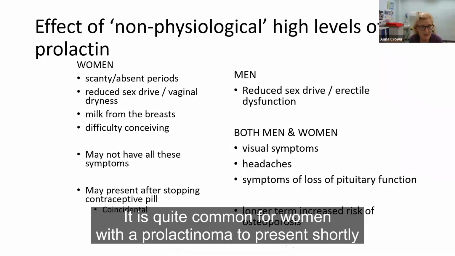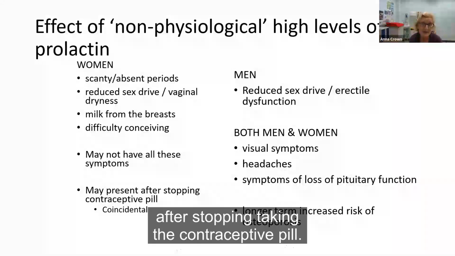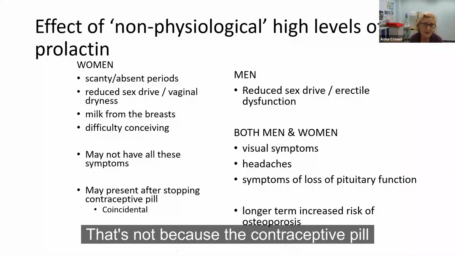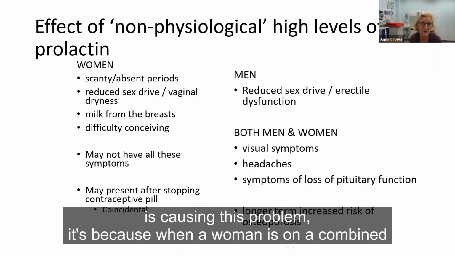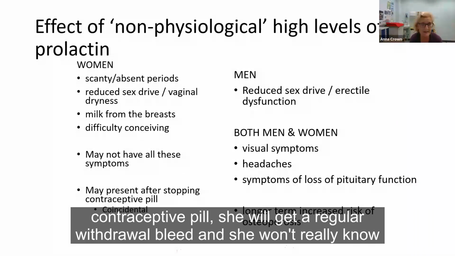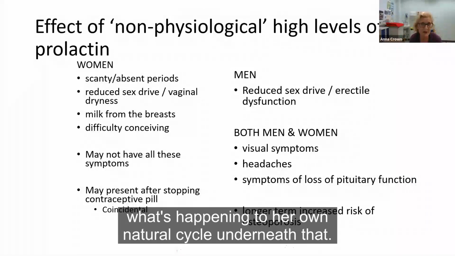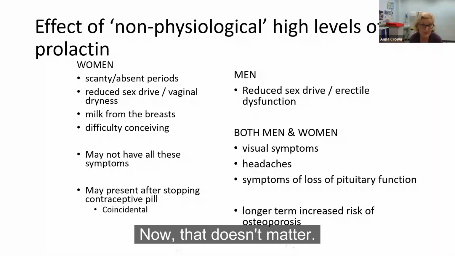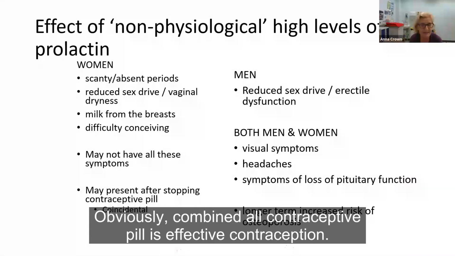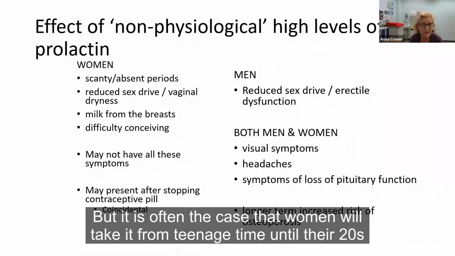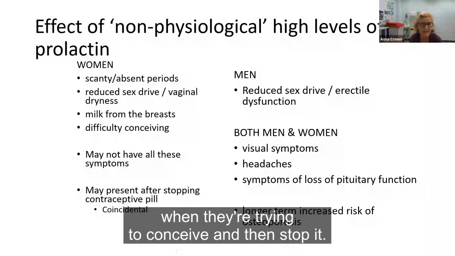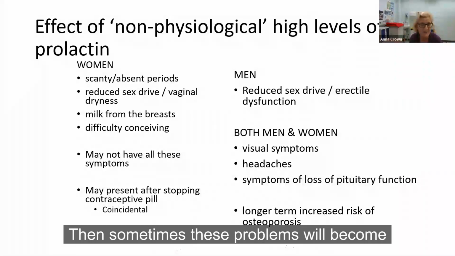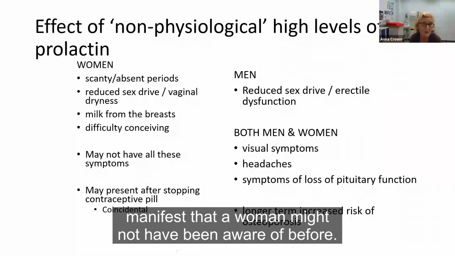It is quite common for women with a prolactinoma to present shortly after stopping taking the contraceptive pill. And that's not because the contraceptive pill has caused this problem. It's because when a woman is on a combined contraceptive pill, she will get a regular withdrawal bleed, and she won't really know what's happening to her own natural cycle underneath that. Now that doesn't matter, and obviously a combined oral contraceptive pill is effective contraception, but it is often the case that women will take it from teenage time until their 20s when they're trying to conceive, and then stop it, and then sometimes these problems will become manifest that a woman might not have been aware of before.